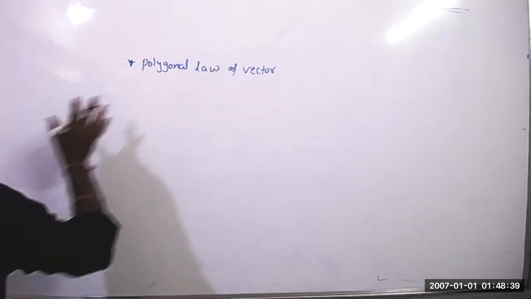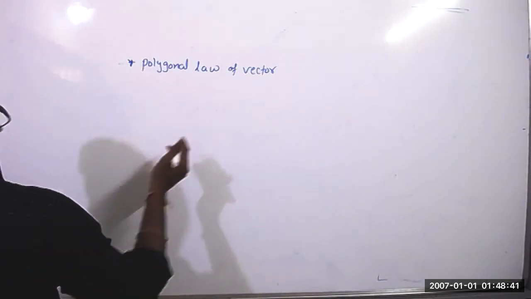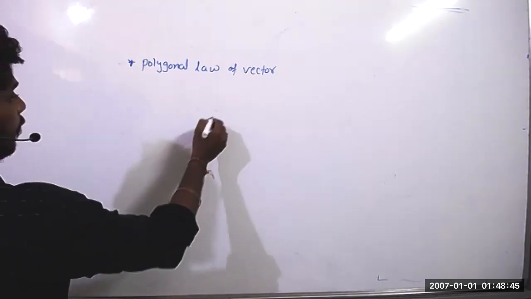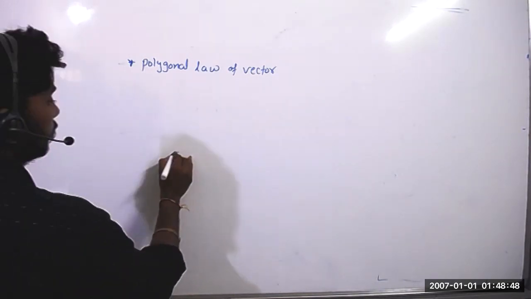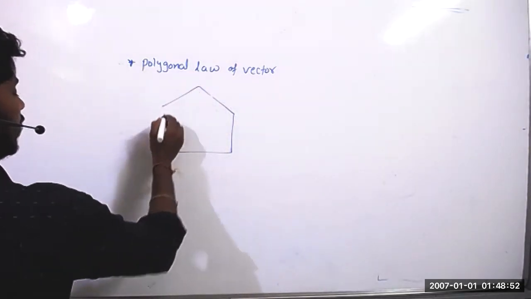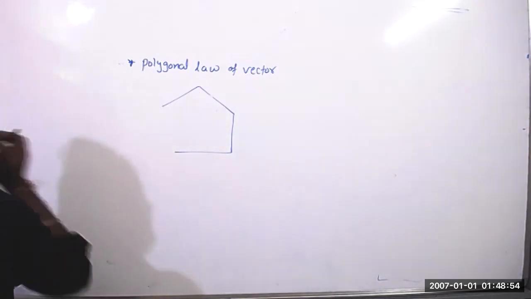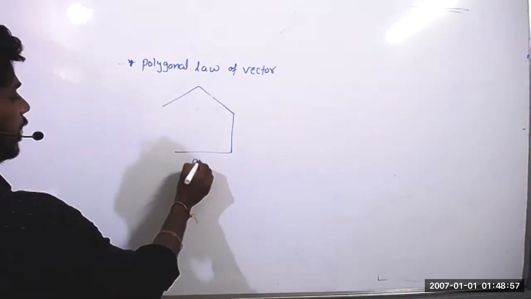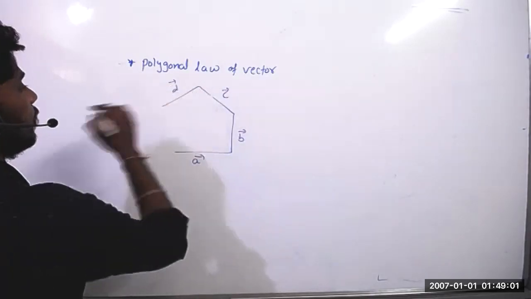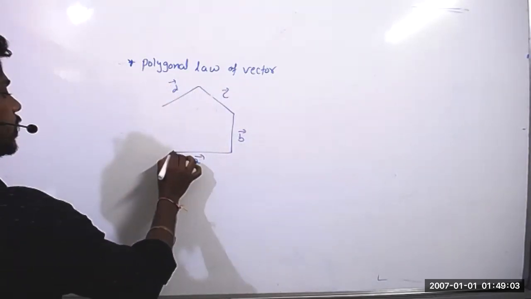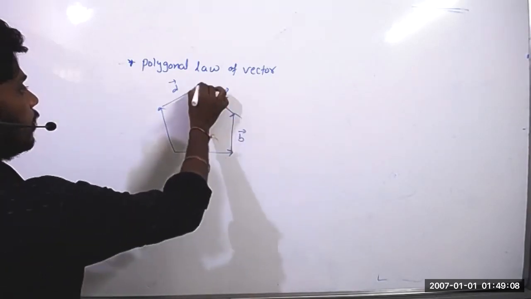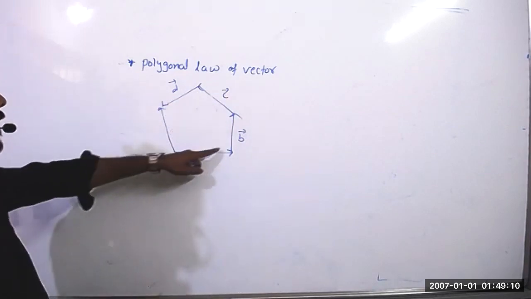Polygonal law means nothing. If a number of vectors represent the sides of a polygon, you know, right? 1, 2, 3. If it is A bar, B bar, C bar, D bar, taken in the order, the resultant is the closing side of the polygon.